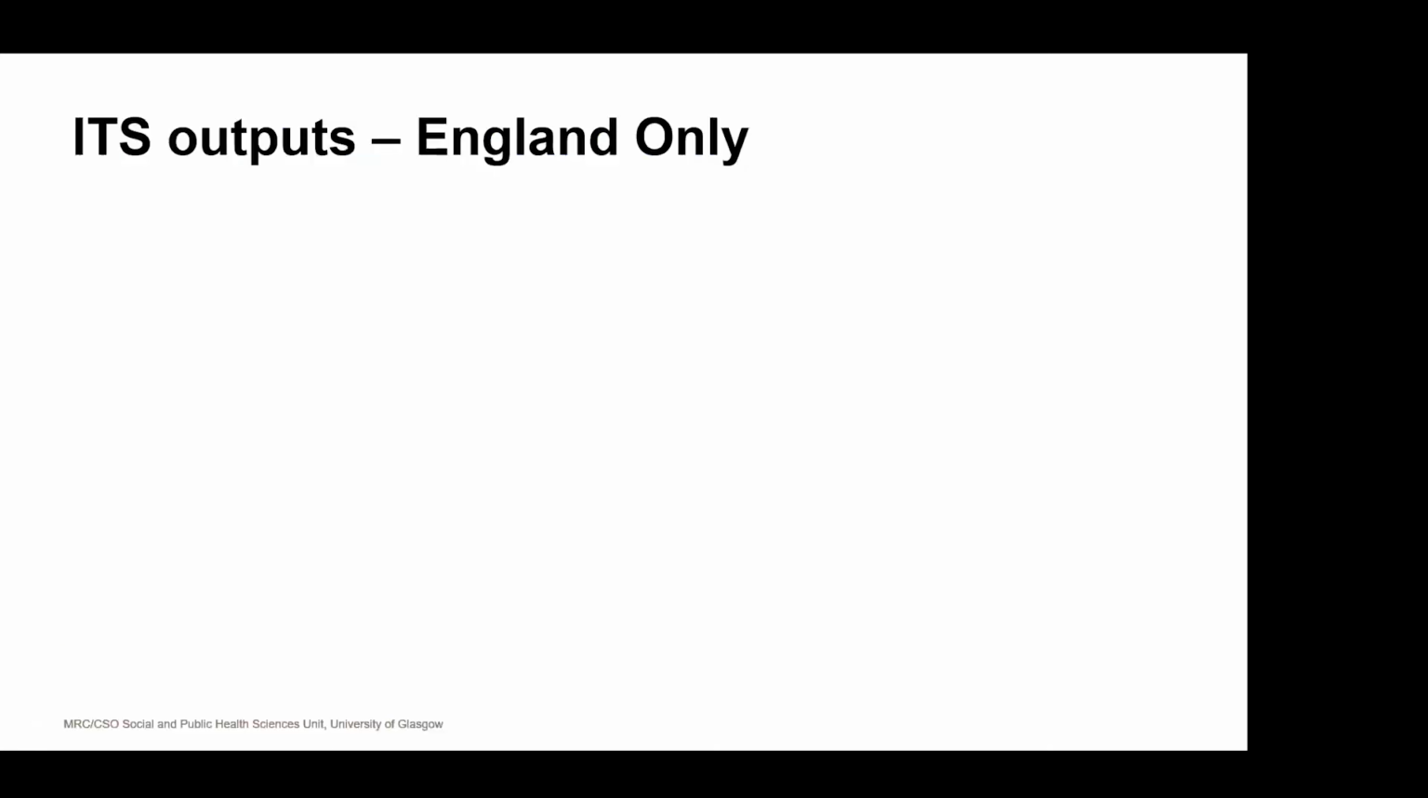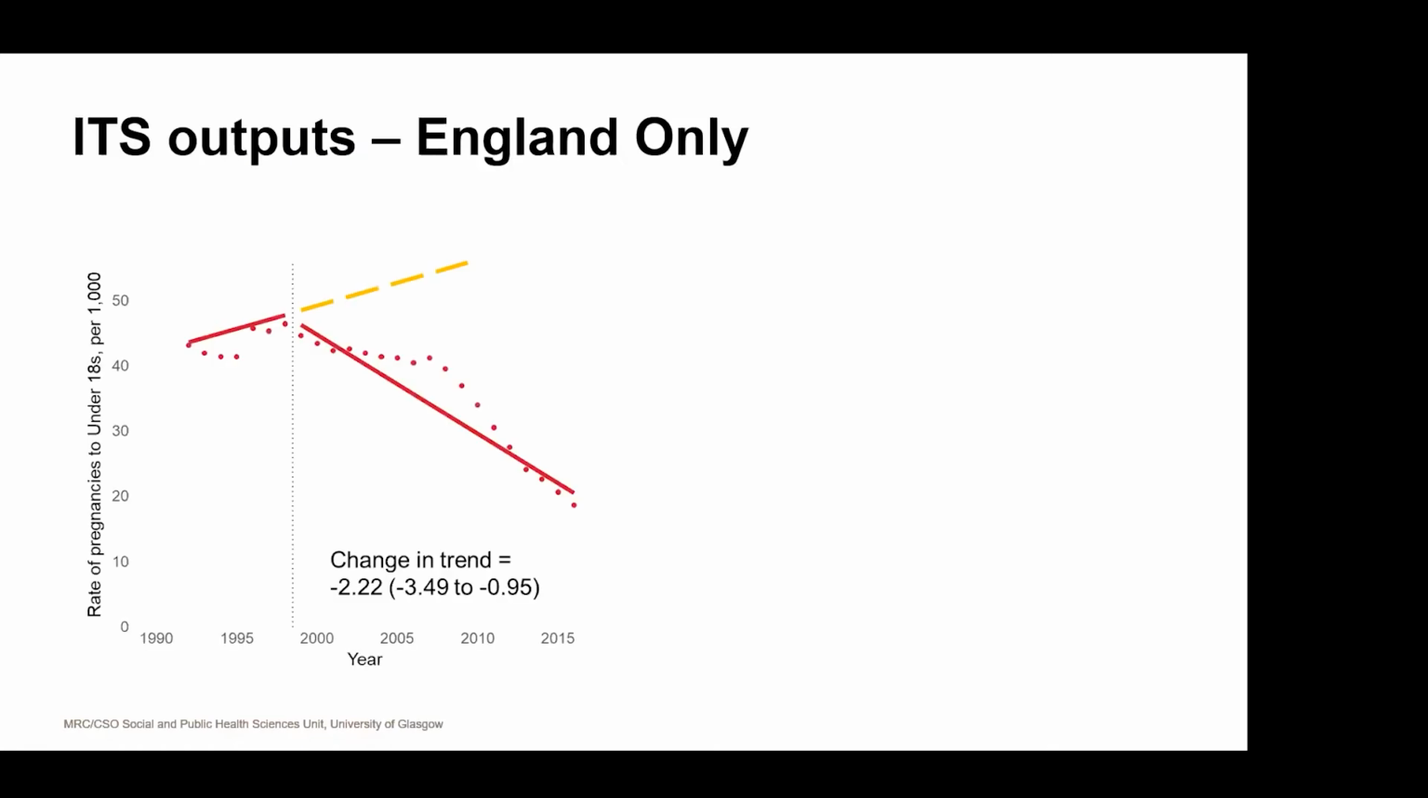First, we'll do an England-only interrupted time series model. You can see that the points there are the observed pregnancy rates across the years, and the solid red lines are the best fit linear regressions for the pre and post period. The dashed yellow line is the prediction as if the pre-strategy trend had continued on into the post-strategy years. And this seems to be giving quite a large estimate of effect.